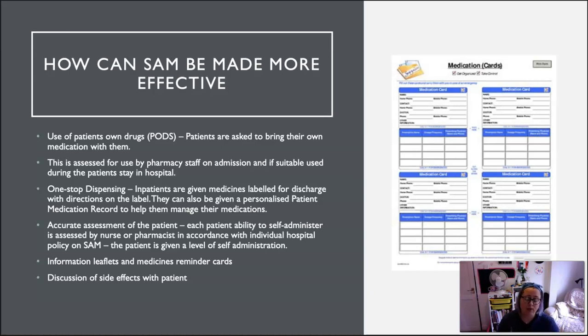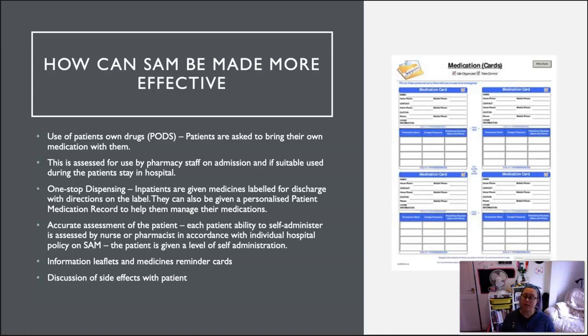This is then going to be assessed by the pharmacy staff on admission, and then it can be used if suitable. This is because obviously we don't want patients to be taking out of date or inappropriate dosages of medication just because they've brought them from home. Bringing them from home doesn't necessarily mean that the patient has checked the use by date or the dosages. So it's really key that if you are going to use any patient's own medications in healthcare settings, they are looked at by the pharmacy staff or an appropriate practitioner to make sure that they are appropriate to be used.